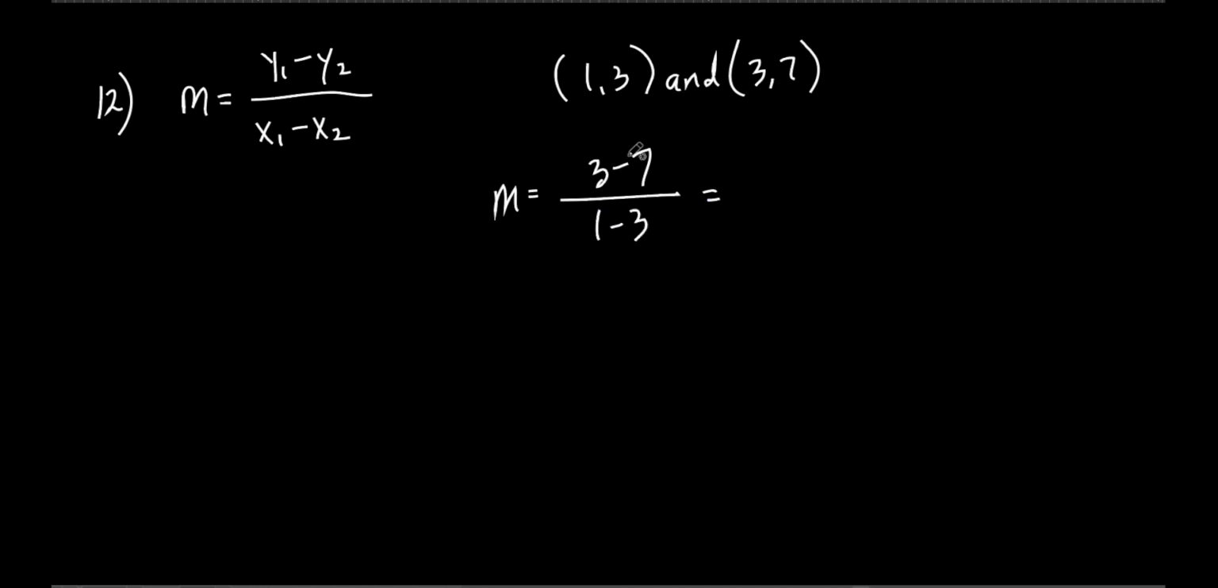Let's figure out what this is. 3 minus 7 is -4. 1 minus -3 is 4. Simplify it, right? Negative over negative is positive. 4 over 2 is 2. That's the slope.